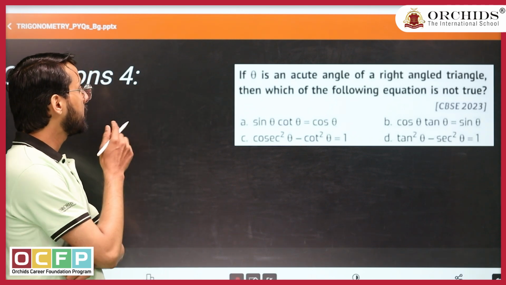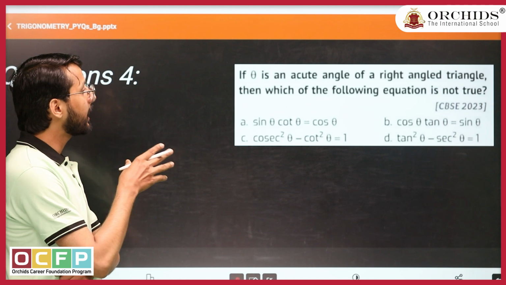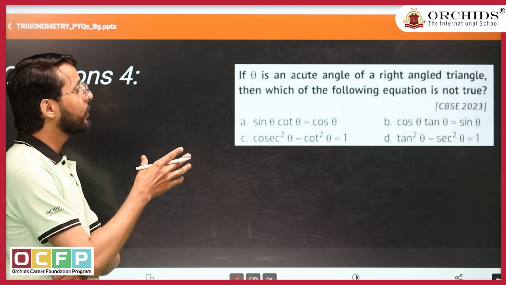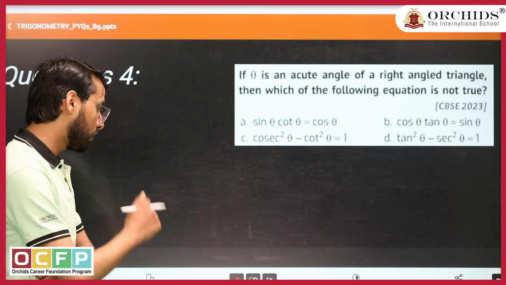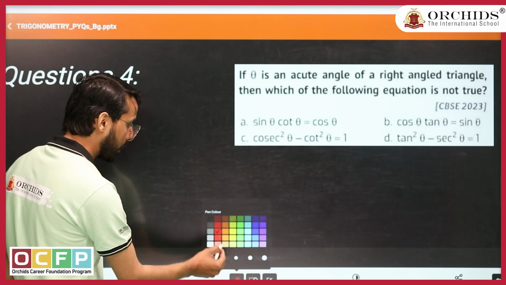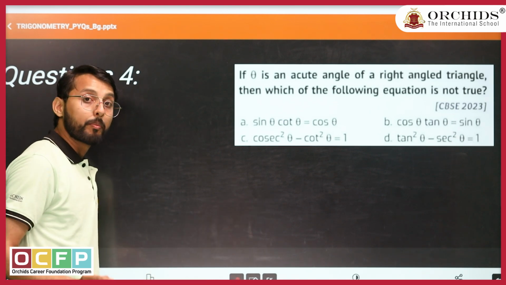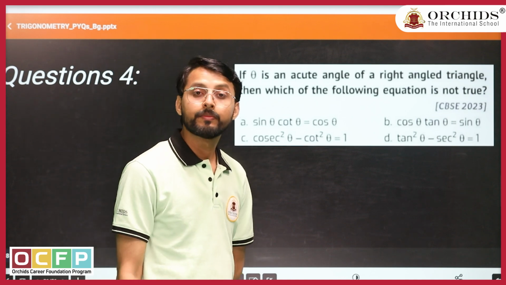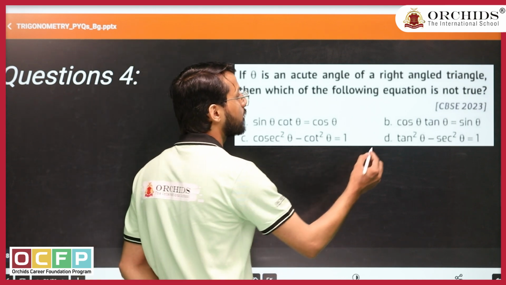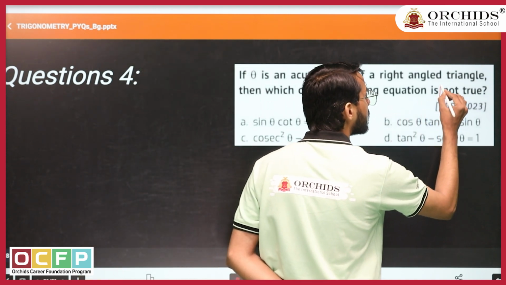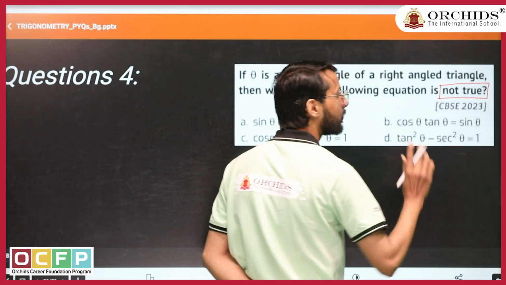It is written, if theta is an acute angle of a right angle triangle, then which of the following equations is not true? What is the first thing we are going to observe here? The important part is the keyword. Which keyword do we have to observe? Equation which is not true.